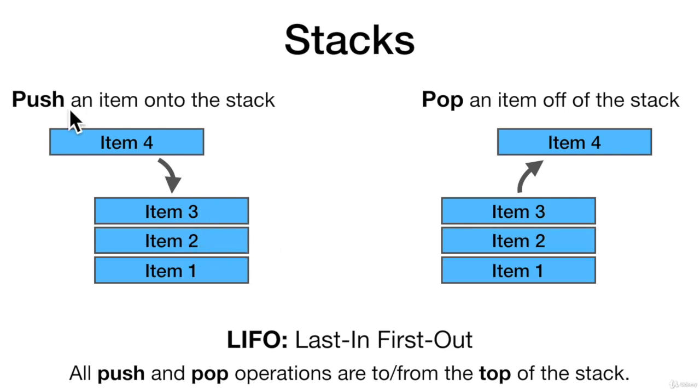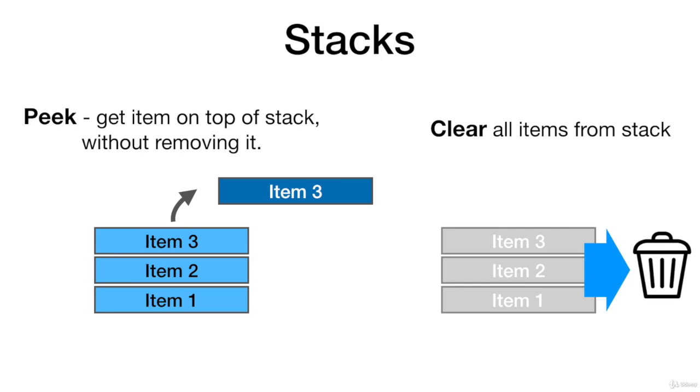We have a couple of different key operations here. Push allows us to push an item onto the top of the stack, and we use the pop command to pop an item off of the top of the stack. Some other stack operations are peek. Sometimes you might want to get an item off of the top of the stack without actually removing it. Let's say we need access to the top item, we want to know what it is, and we can use the peek command to see a copy of the top item without actually removing it from the stack. Or clear, to remove all of the items from the stack and empty the stack out.